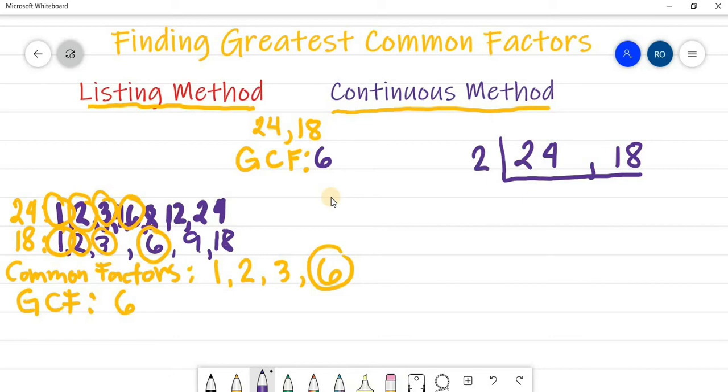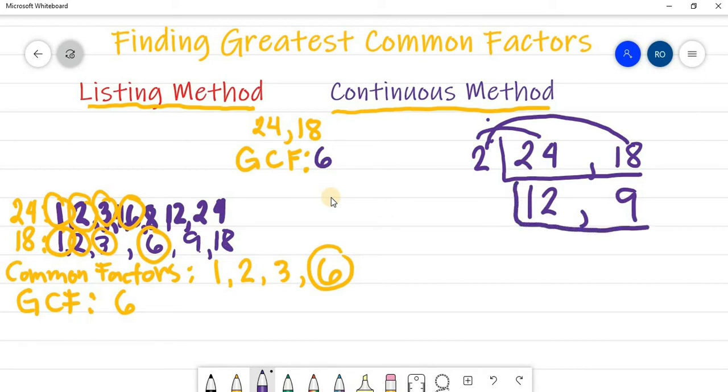So we have 2. And then let's divide 24 divided by 2 is 12. Let's write it here below 24. And we have 18 divided by 2 is 9. Now we have 12 and 9. 12 and 9 can be divided by what number? Okay, so the smallest number that can divide 12 and 9 is 3. So let's divide. 12 divided by 3 is 4. 9 divided by 3 is 3.